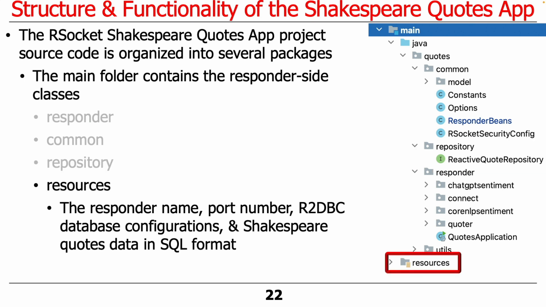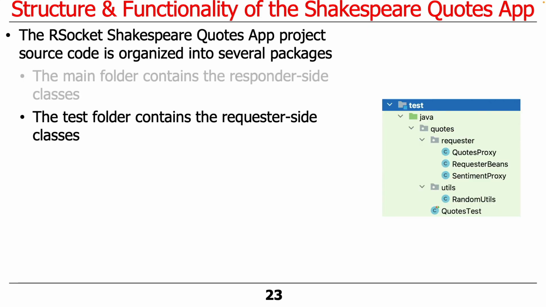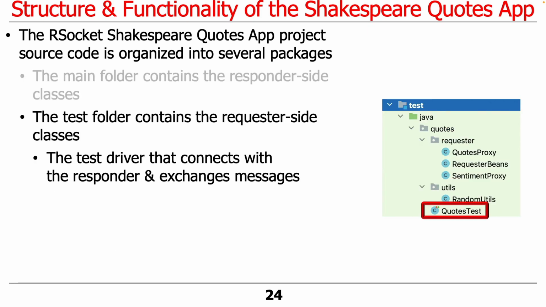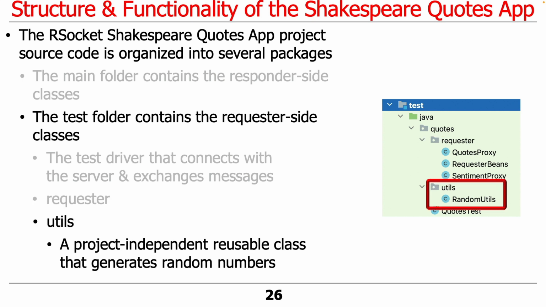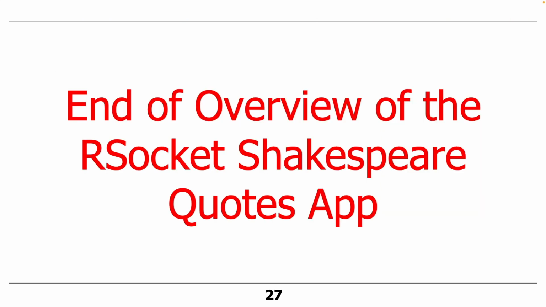And then we have a resources folder. This stuff isn't really too exciting, just normal stuff. The test folder has the requester side classes, including the test itself, the proxies and beans. And basically, the main thing that we changed here was we now have a sentiment proxy, and the sentiment proxy is what talks to the ChatGPT module or responder controller in order to be able to get the analysis of the sentiment. We'll take a look at that when we get into this. And there's a random utils thing that generates random numbers because we want to get random quotes from Shakespeare. And that's basically it. So that's the overview of the app.